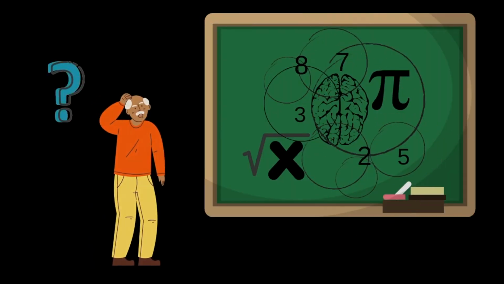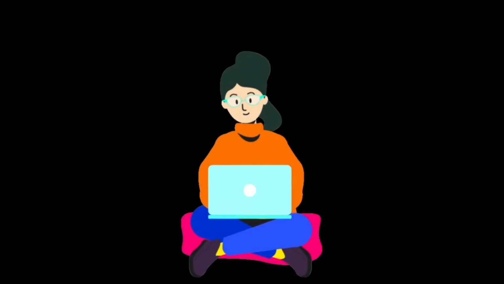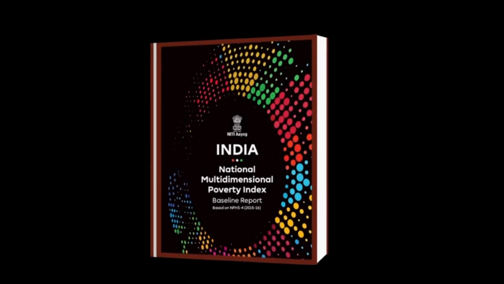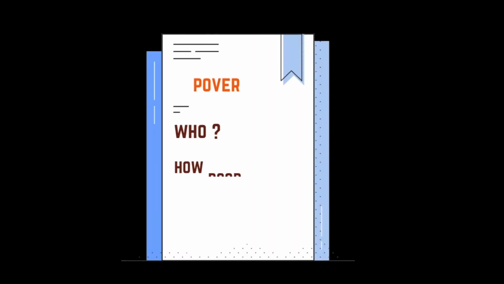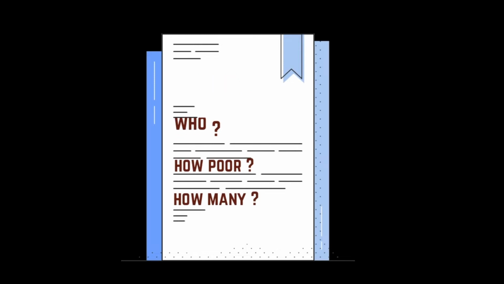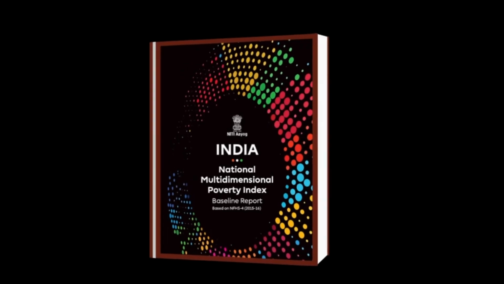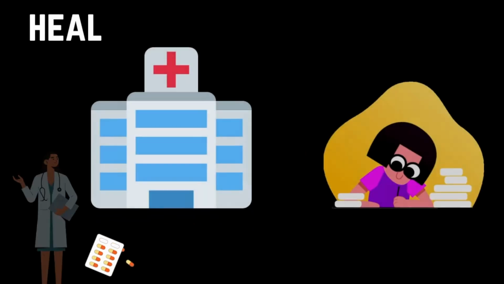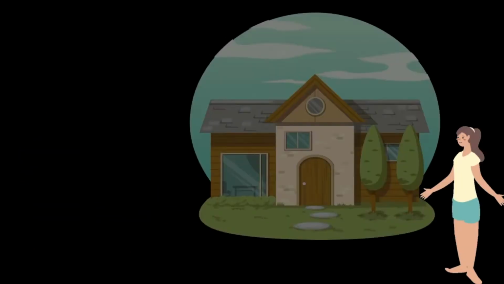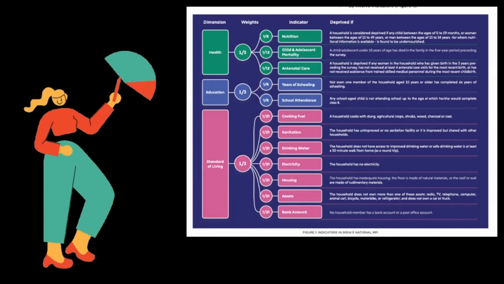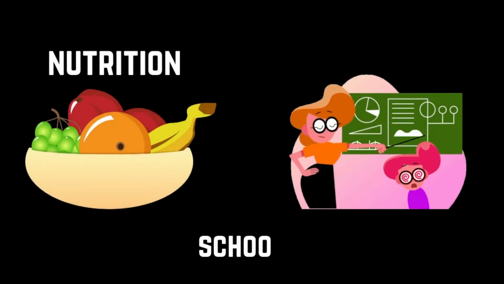Well, in order to understand the depth of poverty in India, let's take a look at Niti Aayog's report on the National Multidimensional Poverty Index. It gives a detailed picture of who is poor, how poor a person is, and which are the states with the maximum number of poor people. This index was designed in such a way that it also examines the performance of a state or district in three areas: health, education, and standard of living. Each gets 1/3 weightage and is subdivided further into many indicators such as nutrition, school attendance and drinking water, among others.